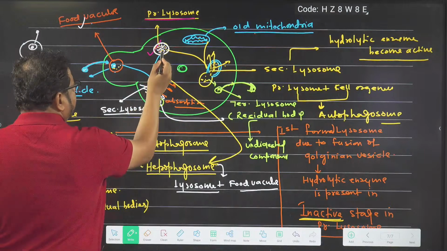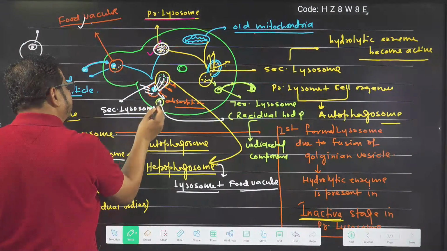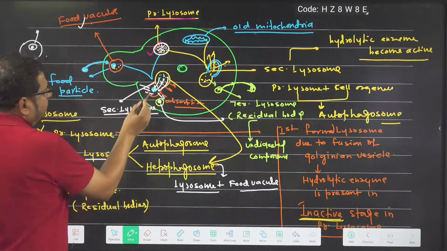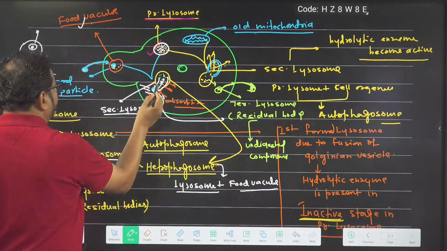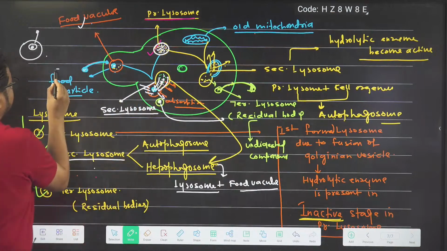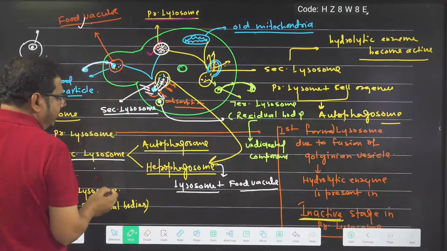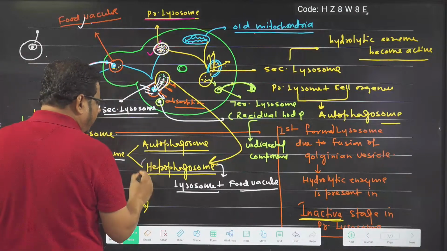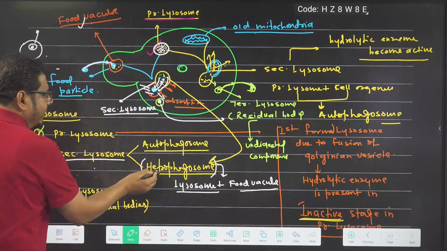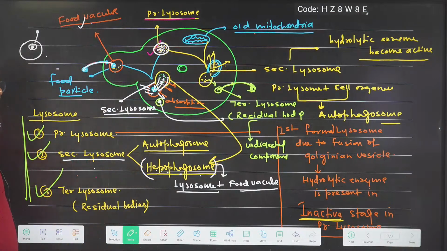So primary lysosome, secondary lysosome, tertiary lysosome. This particular secondary lysosome is formed by fusion with the outside material, and then what do we call it? Heterophagosome. Are you getting the idea?